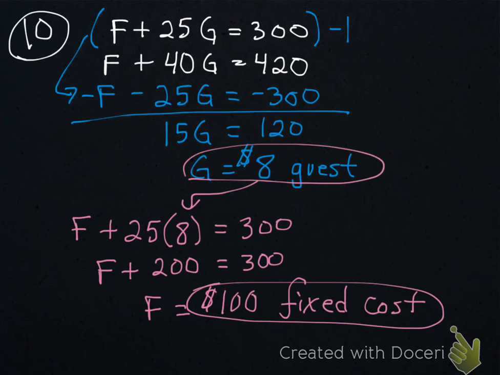Remember to always plug it back in and find the other solution. Number 11. Corey bought some neon fish at $2 each and angelfish for $3 each. He bought a total of 20 fish and spent $45. How much of each fish did he buy? So it's 20 fish total. So my neon plus my angel equals 20.